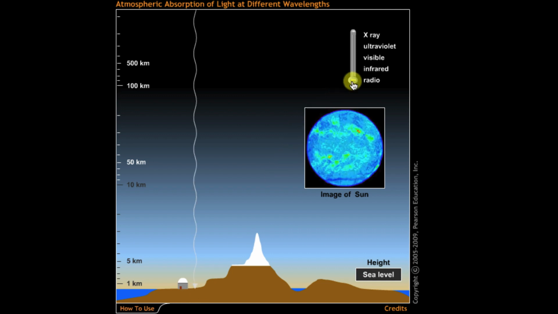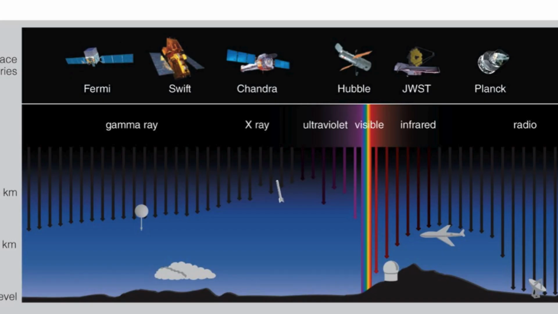Radio waves, we can be pretty much anywhere to see radio waves. They penetrate all the way to the ground. So this is an image of the sun taken in terms of the radio waves that it gives off. So looking at all these different colors, all these different wavelengths that objects give off, can tell us a lot about the objects and the different processes going on in those objects. So we'll be talking about a lot of those things in the near future here.